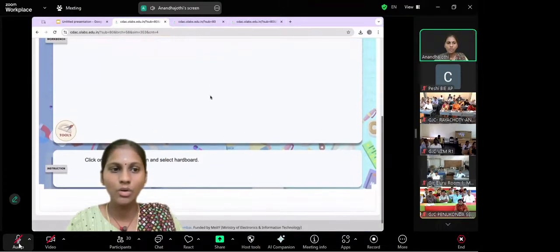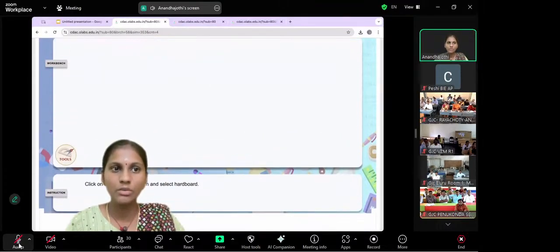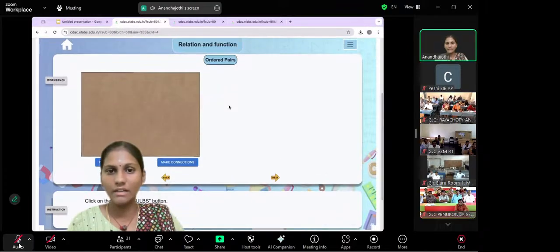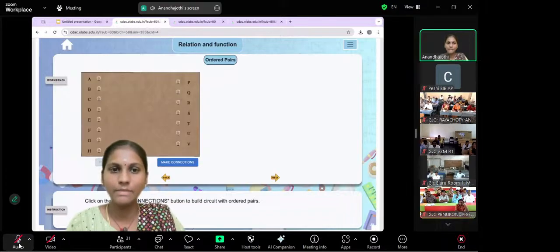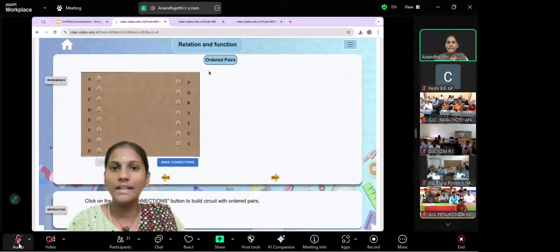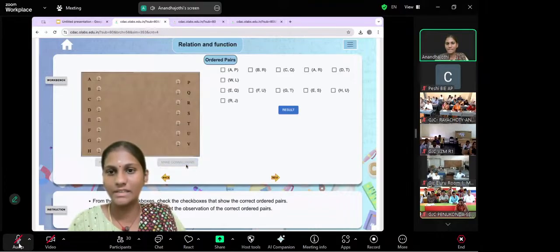Here there are two things: one is workbench, one is instruction. In instruction, they provide us what to do. First thing is to click on the tool and select the hardboard. So I click and do that. The next thing is I'm going to place bulbs. And this is about ordered pairs. Now I am going to make connections.